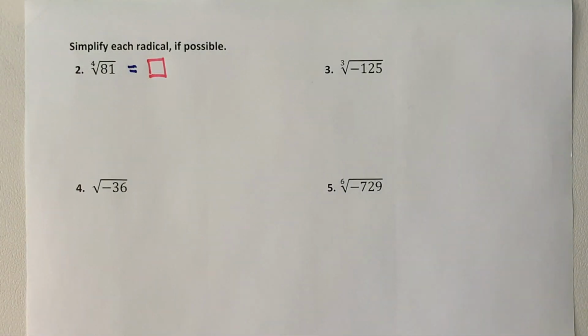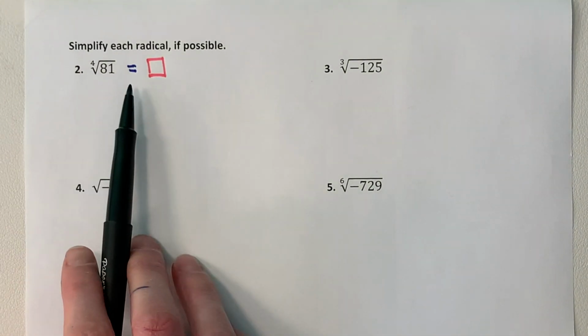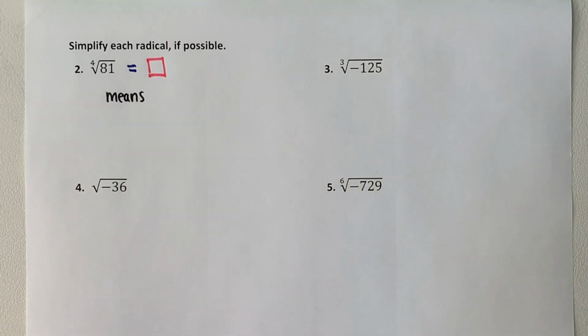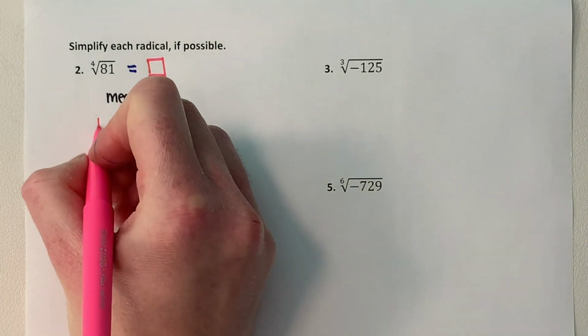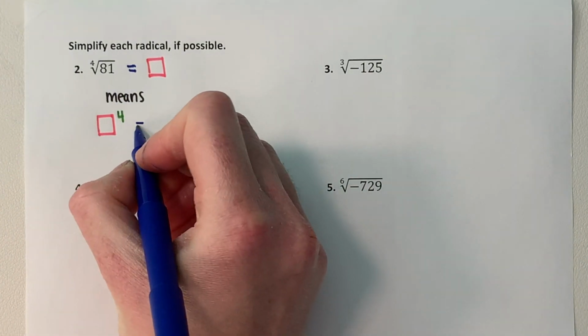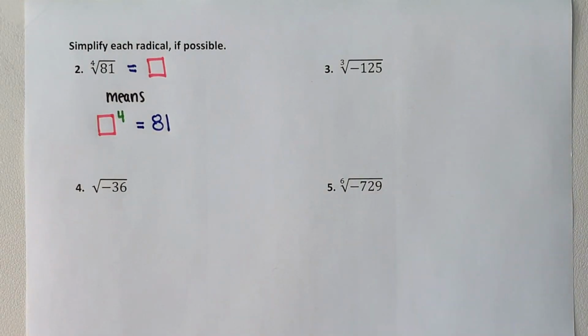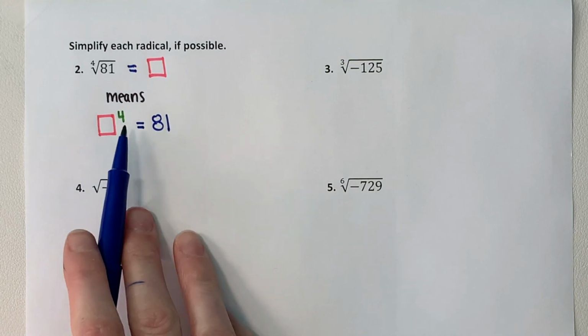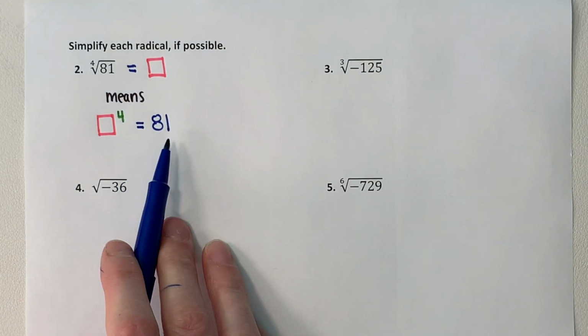We can say that if the fourth root of 81 is equal to some answer, that means that when we take the answer and raise it to the fourth power, we get the radicand, which is 81. So now we have to ask ourselves, what number raised to the fourth power is equal to 81? And we can use our calculator to support us in finding this. You might have to try out a few numbers.